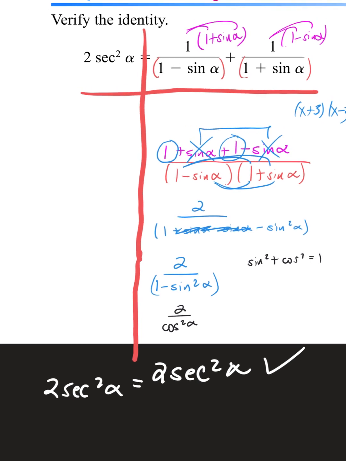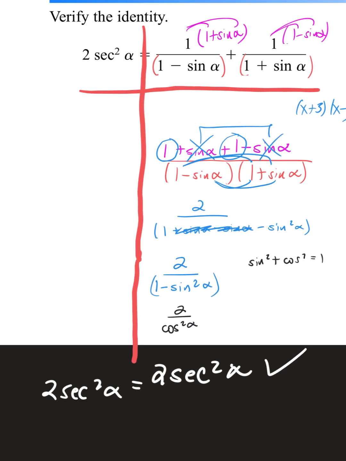So if you look at your reciprocal identities, look in the middle of your identity sheet, you see it says reciprocal. Do you see how secant is 1 over cosine? So say you had like 5 over cosine. It would be the same as 5 secant. You can rewrite because they're reciprocal identities of each other.